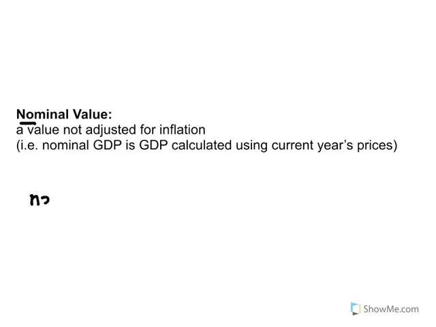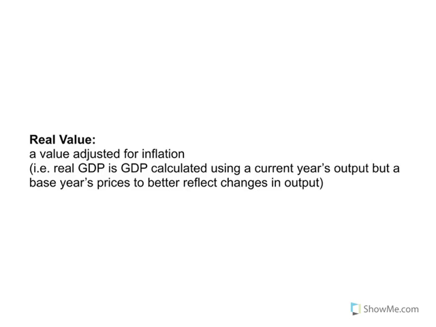Another example would be the nominal wage, which is just the wage not adjusted for inflation, whatever it's being reported that year. There's the nominal interest rate, which is the price to borrow money in that year's prices. So just not adjusted for inflation. The other side of this is a real value, which is a value adjusted for inflation. It gives us the real, the authentic impact, right? For example, real GDP would be GDP adjusted for inflation by calculating it using a current year's output but a base year's prices to better reflect changes in output.